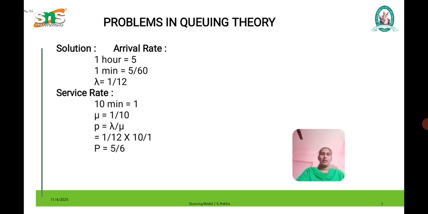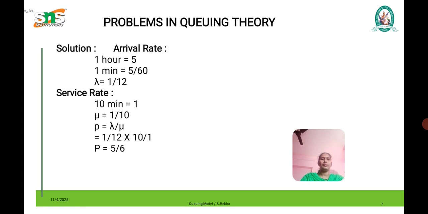1 hour equal to 5 means we have to convert into minutes, 5 by 60. And lambda is nothing but 1 by 12. 10 minutes for one customer means mu is 1 by 10. So rho equal to lambda by mu. We have to divide 1 by 12 into 10 by 1. We will get 5 by 6.